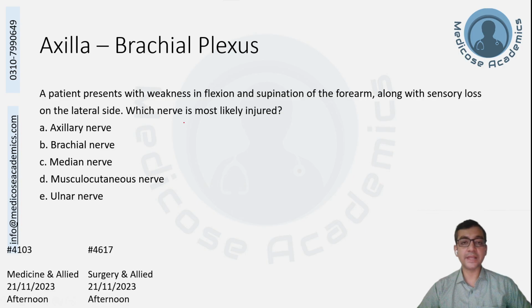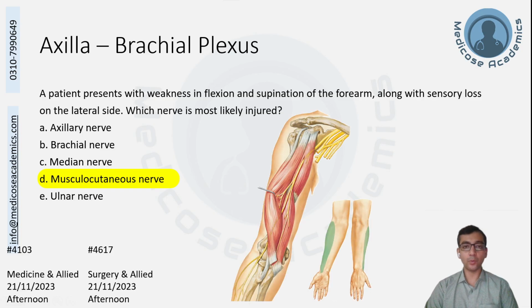Which of the nerve is most likely to be injured? So here the answer will be musculocutaneous nerve. Why? Musculocutaneous nerve supplies all of the muscles of the anterior compartment of arm. So if the muscles of the anterior compartment of arm are lost or paralyzed, then the flexion is lost.